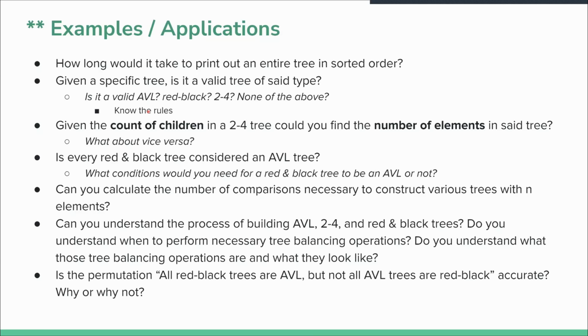These points, this point as in this point, and this last point kind of go synonymously. Is every red and black tree considered an AVL tree? Understand those conditions, and I'll talk to this one later. Can you calculate the number of comparisons necessary to construct various trees with n elements?